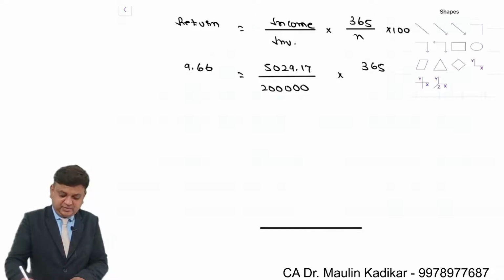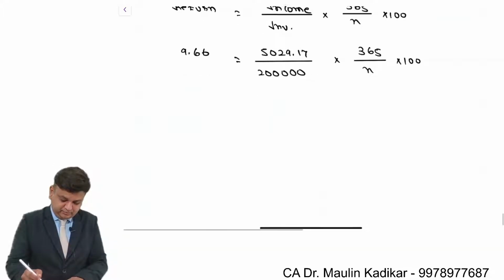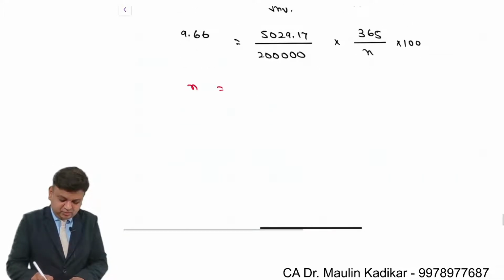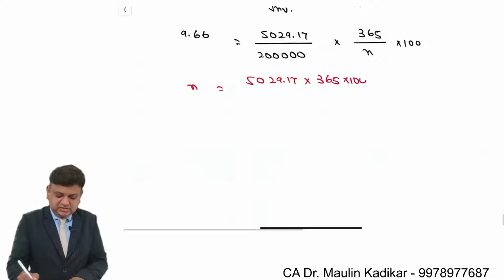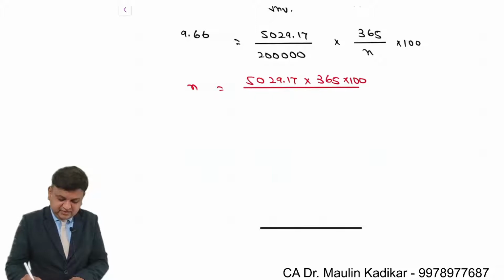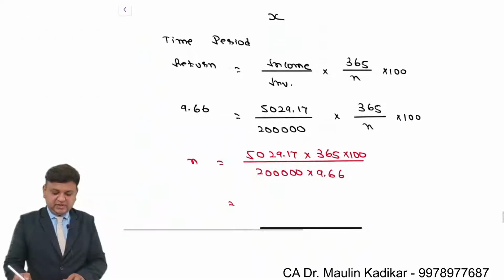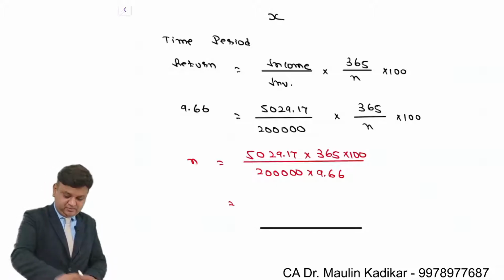Into 365 divided by n into 100. So n is equal to 5029.17 into 365 into 100 divided by 2 lakhs into 9.66. This is the way the number of days will be calculated.